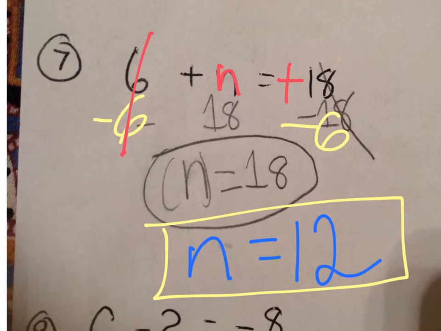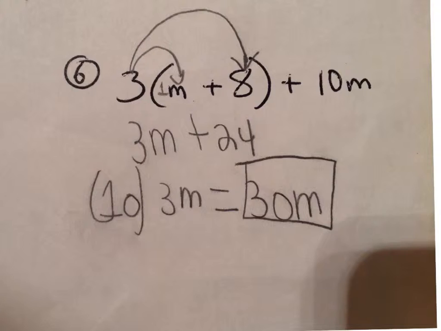So this student made the little mistake of not doing the inverse operation of the number on the side with the variable. That's okay.